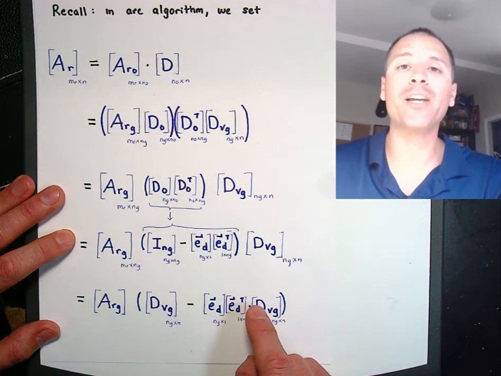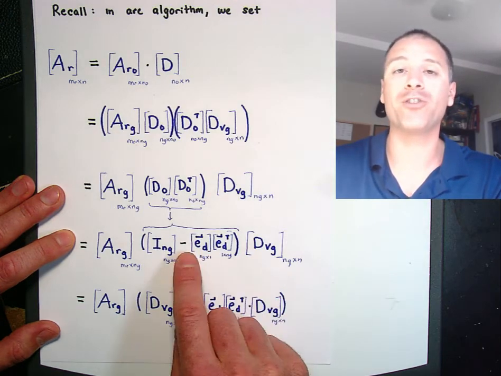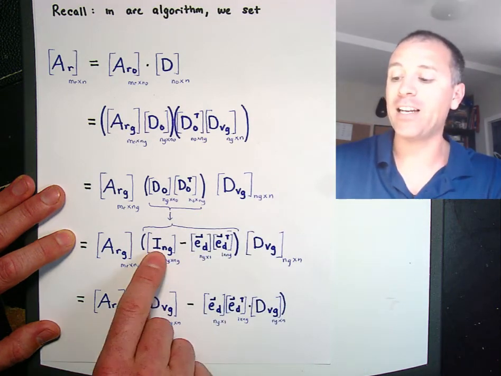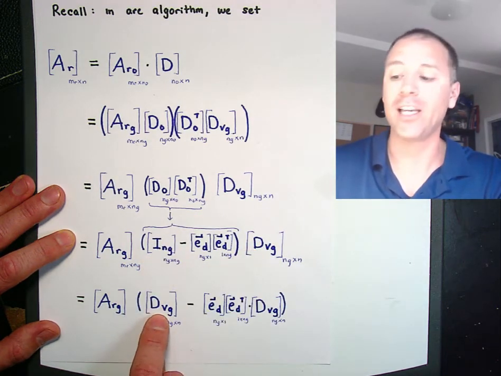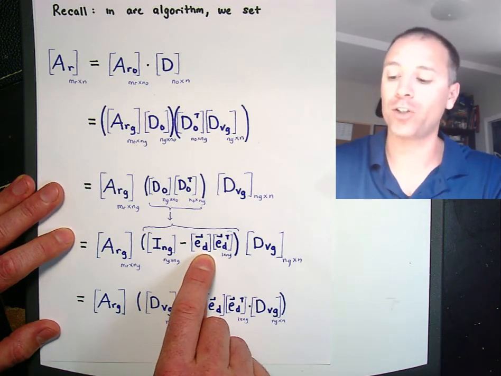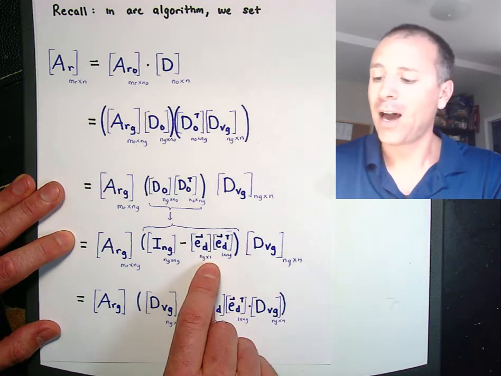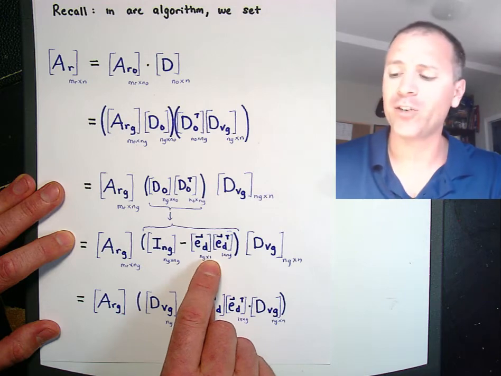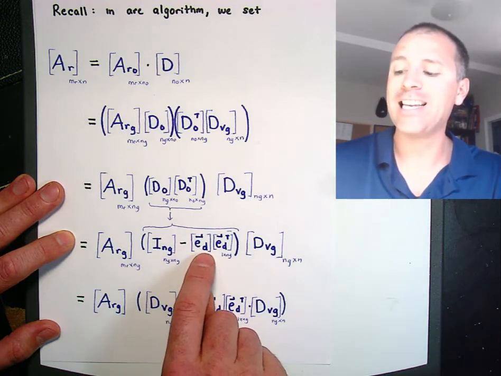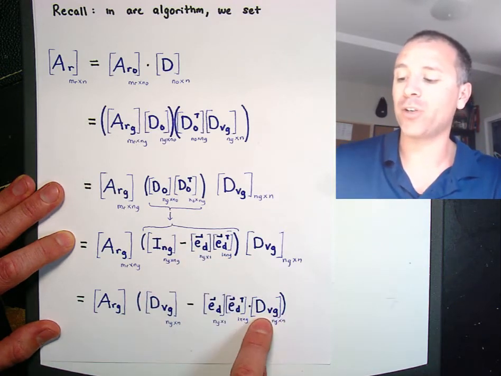We know in matrix multiplication we have left and right distributivity of matrix multiplication over matrix subtraction, which means I can actually bring that d sub vg in. The identity times d sub vg is just d sub vg. Here I've got an outer product involving an elementary basis vector, so this is actually going to be an elementary matrix unit with almost all 0 entries. There's a single non-zero entry in the main diagonal dth position. So I'm going to multiply that outer product by the matrix d sub vg.